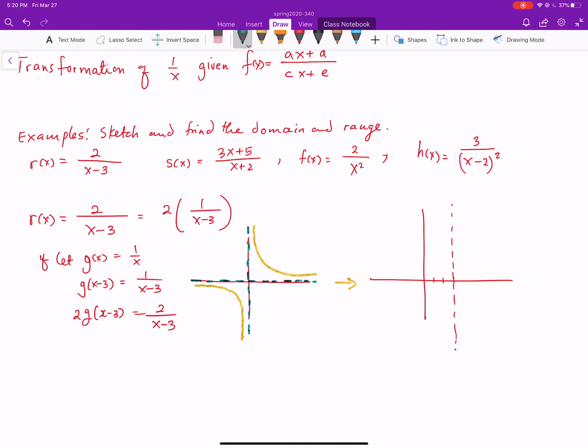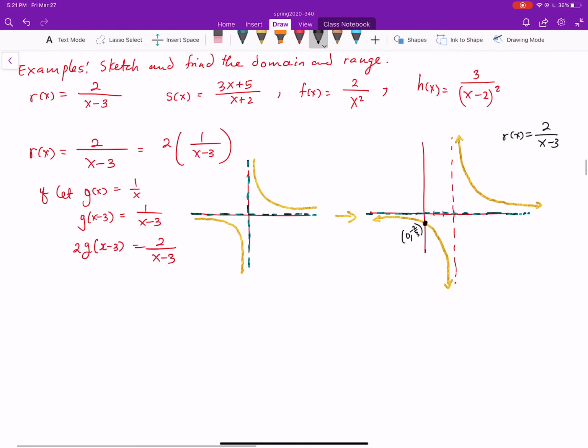My horizontal asymptote doesn't change. And then the graph shrinks in that fashion. So I end up with that, and then that. And we can be accurate about where this location is: when x is 0, y is negative 2/3. So then that becomes the graph of r of x, which is 2 over x minus 3.